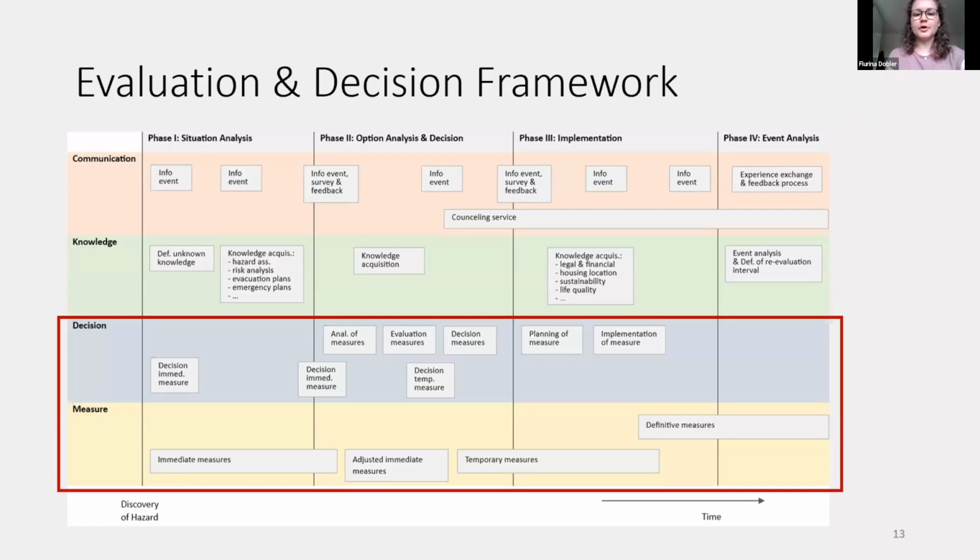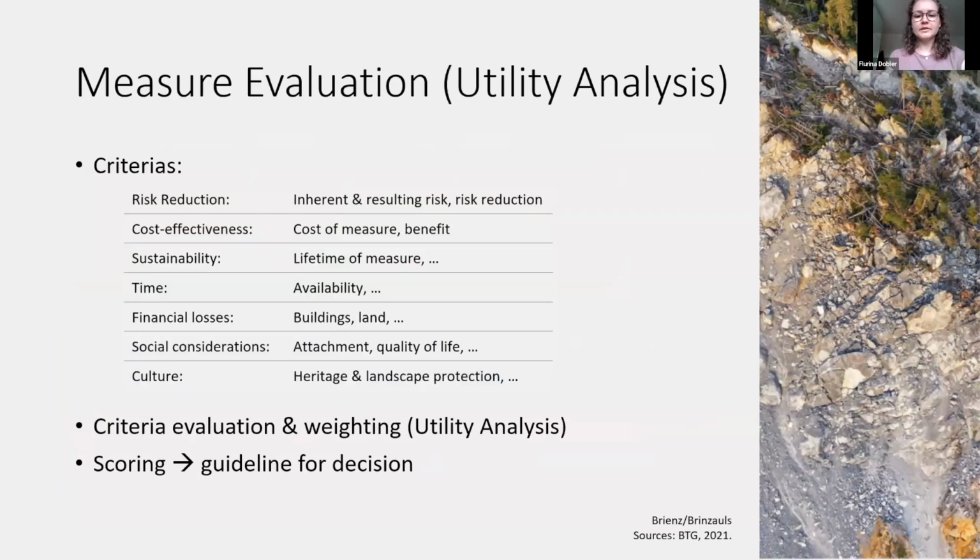The decision framework with the decision and measure sections provide guidance in deciding which measures to implement. In order to reach a decision regarding the measure, the criteria resulting from the factors are evaluated and weighted for each measure using the method of the utility analysis. The measure evaluation is carried out by different stakeholders and experts independently of each other.